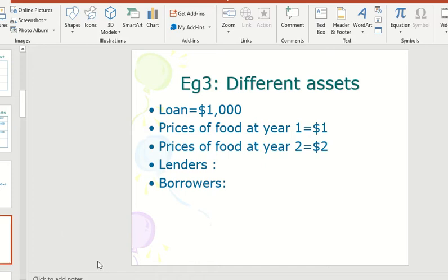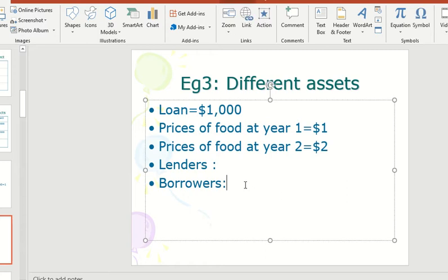When you look at the price of food in year one, that's $1. When you look at the price of food in year two, that's $2. So that means we do have inflation. In fact, the price level has doubled. So we have a 100% inflation rate here. So let's look at how that will affect borrowers and lenders.